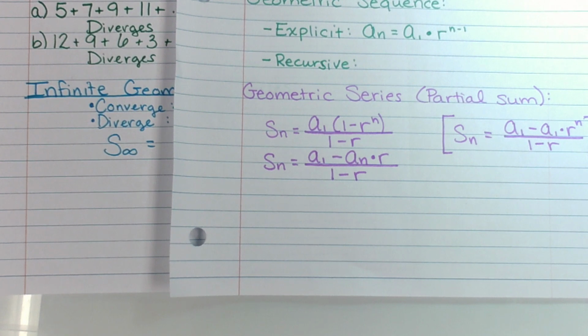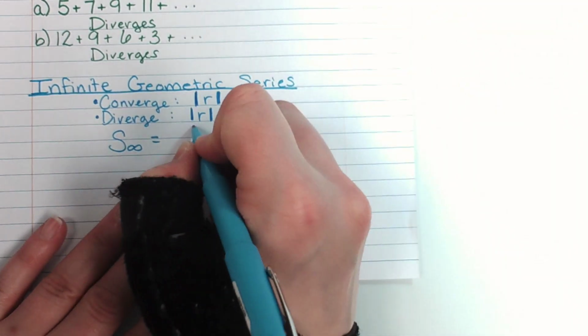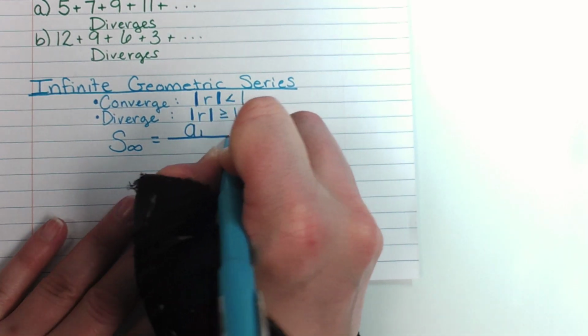Now, if that becomes a 0, these parentheses become 1 minus 0. What is 1 minus 0? 1, right? And a sub 1 times 1 is just a sub 1. The formula for an infinite geometric series is a sub 1 over 1 minus r.